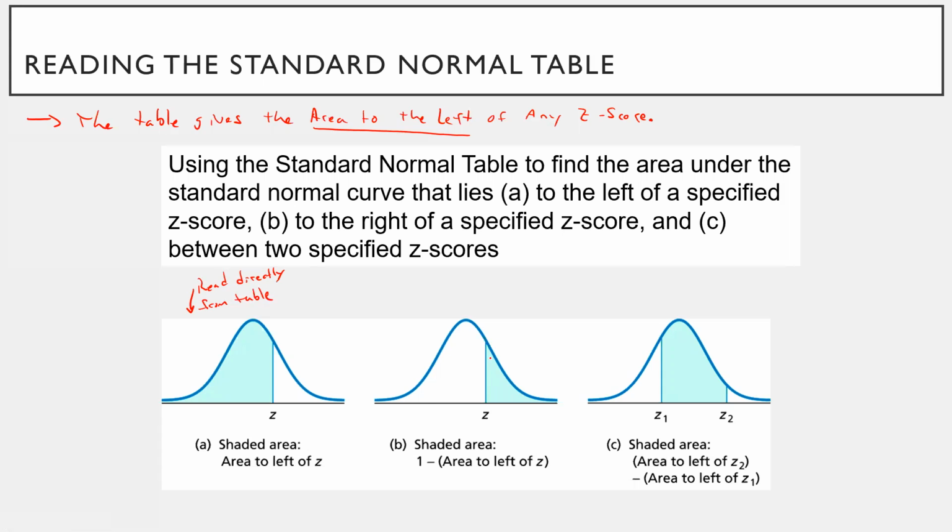The next one I'm going to show you is how to find area to the right. Well, since the table gives all the area to the left, the way you find area to the right is you just use the complement rule. So to find area to the right, you just do 1 minus the area to the left, after you look up the value. And I'll do visuals so you can see this, it's no problem.